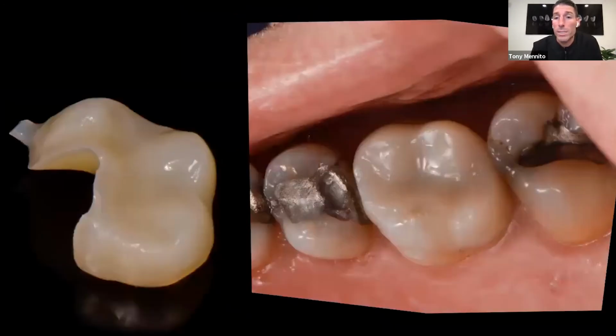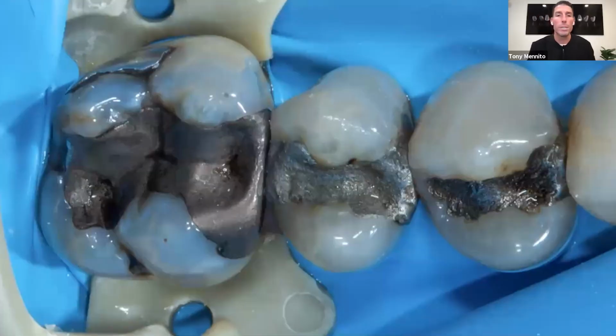And these hold up very, very well. You have to understand how to bond these materials into place. So understanding that process is really important. And I'll talk about that here in a little bit.